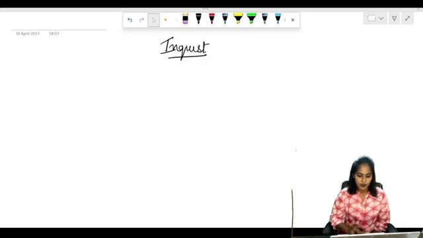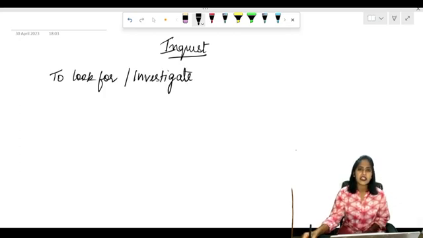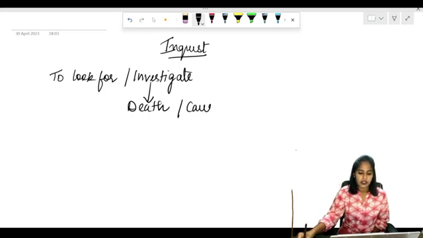Okay, let's get into the topic. So what is Inquest? By the word, to look for or to investigate. So what do you want to investigate? Since it's forensic medicine, you want to investigate a death or a cause of death.